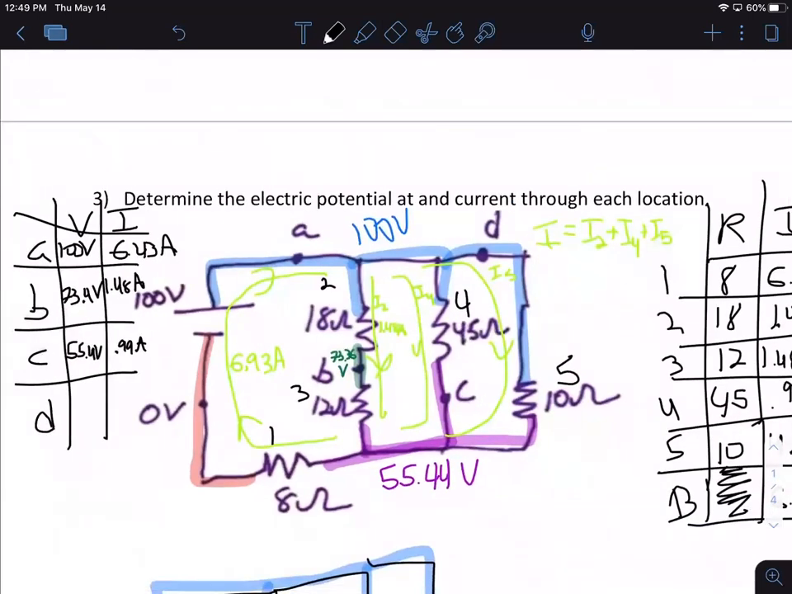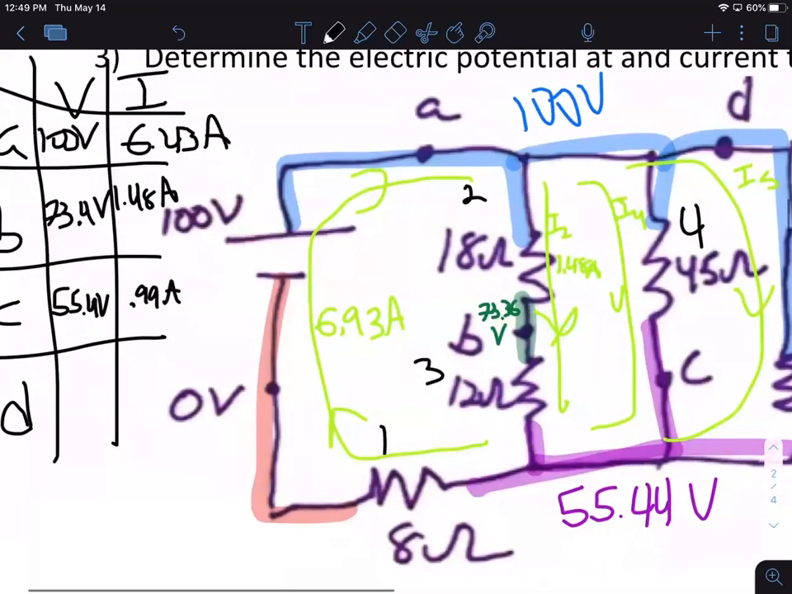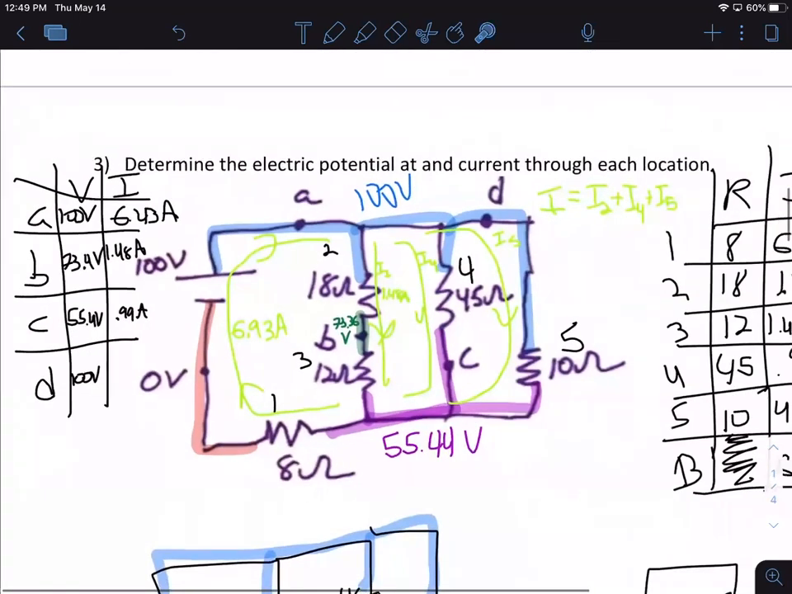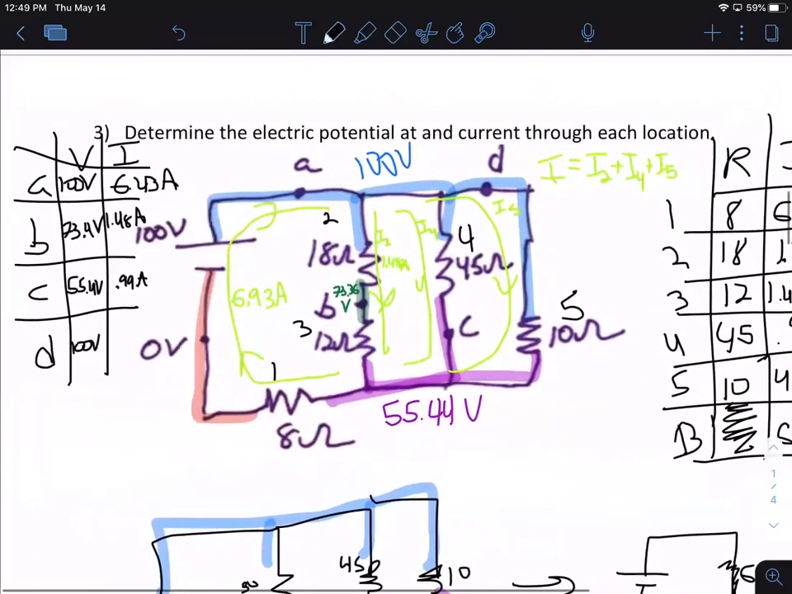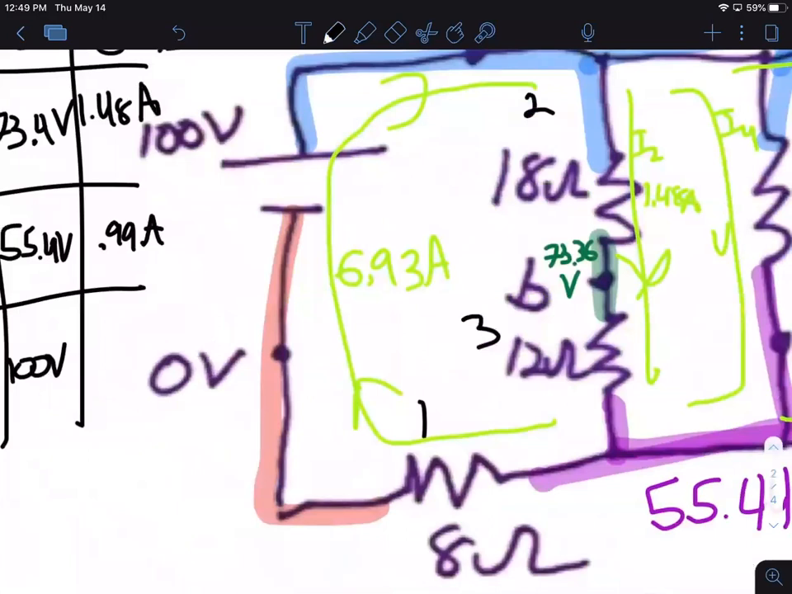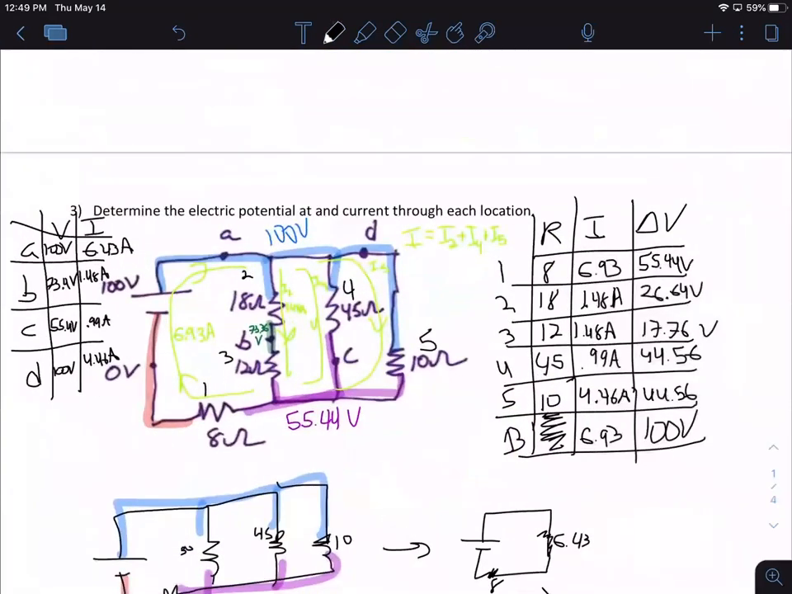And D, it's in the blue, so same potential as A. We can see that because there's no resistors between A and D, so they should be at the same potential. Nothing's taken away any energy. And it has a current of, 10 ohm here, 4.46 amps. Okay.